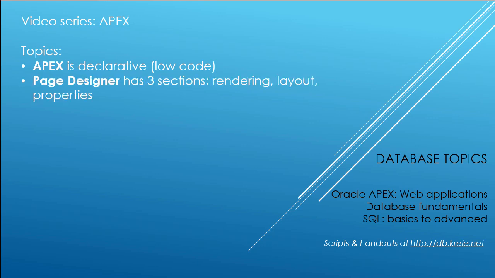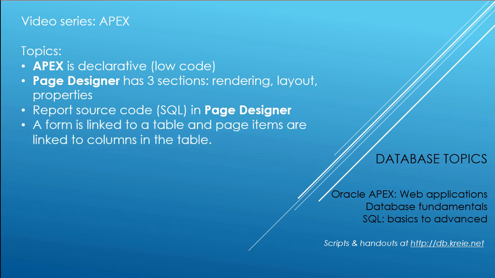We're going to look at Page Designer and look at the three sections available in Page Designer. And using that, we'll look at the source code for the report that we created in the previous video. We'll also look at the properties of the form and see how a form is linked to a table and the individual page items. The items on the page are linked to columns in the table. The report pulls data out of a table for display purposes. A form is interactive with the table. It allows you to view and update data.